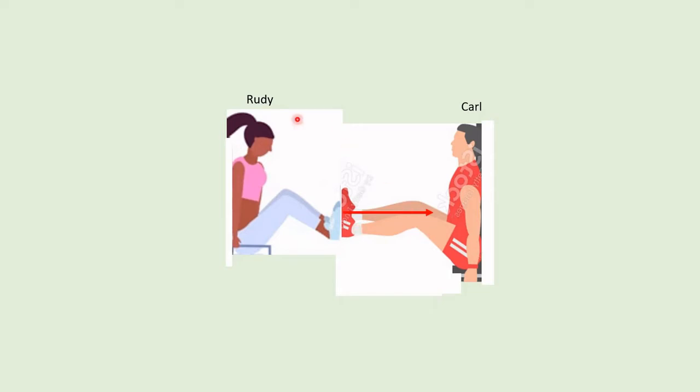So this red arrow shows Rudy pushing on Carl. I had to pick some names to assist with this discussion here. This guy looks like a Carl to me. So this is the force of Rudy pushing on Carl.